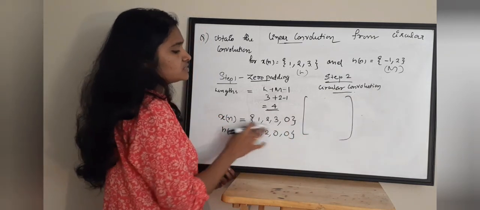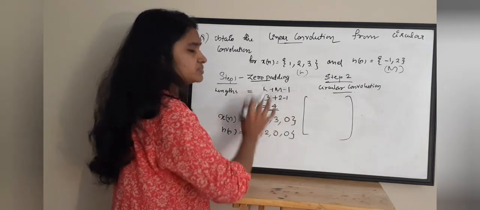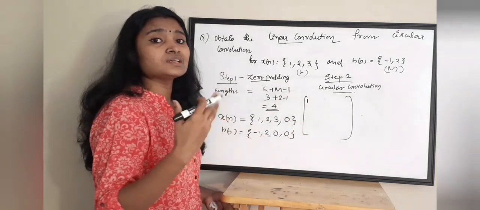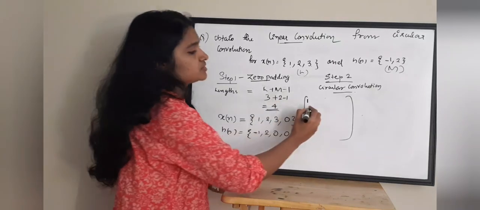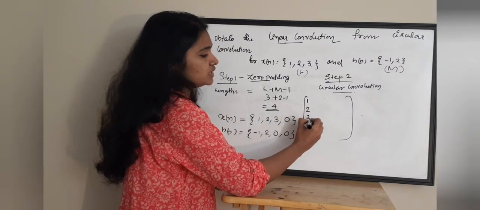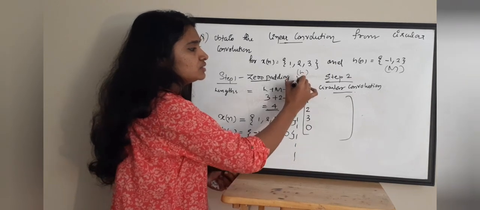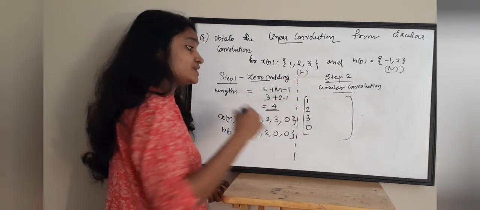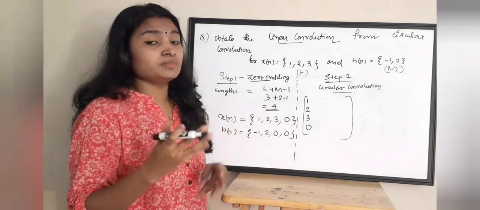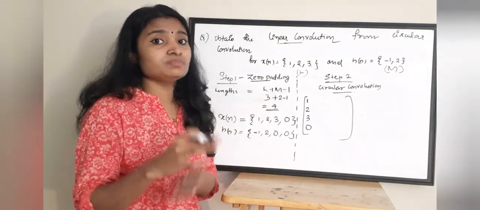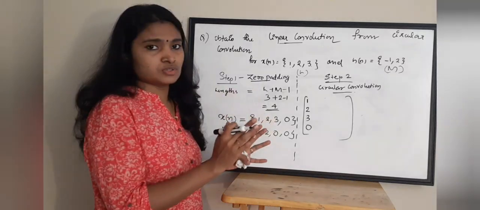So I am going to take this as my x of n. So that is my x of n. So I am going to take it and do circular convolution using the matrix method. 1, 2, 3 and 0. Now how to perform circular convolution using the concentric circle method as well as the matrix method, I have explained in my earlier video. So if you don't have any idea about that, please do watch it. I'll explain here also anyway.